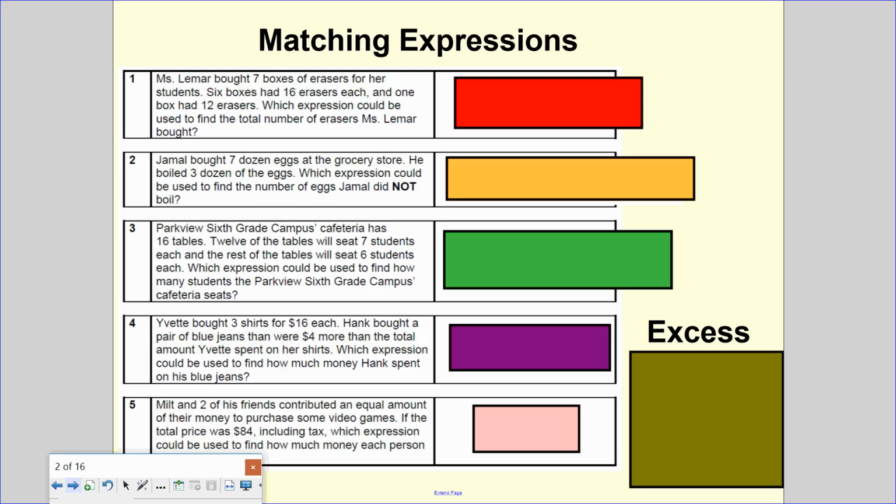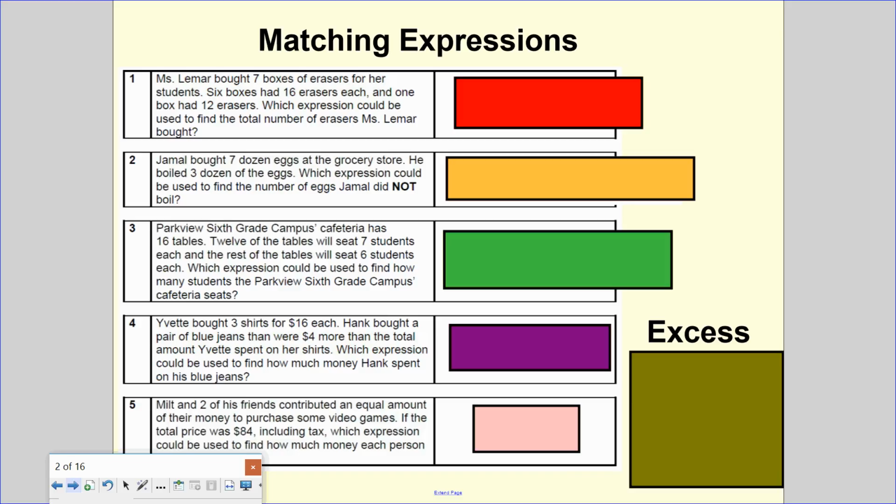So, matching expressions. You're given 5 story problems. Can you figure out how to write this as an expression? In class, you will be given a set of expressions and you just match them. But here, we're going to make it a tad bit harder. We'll have you formulate, come up with the expression.